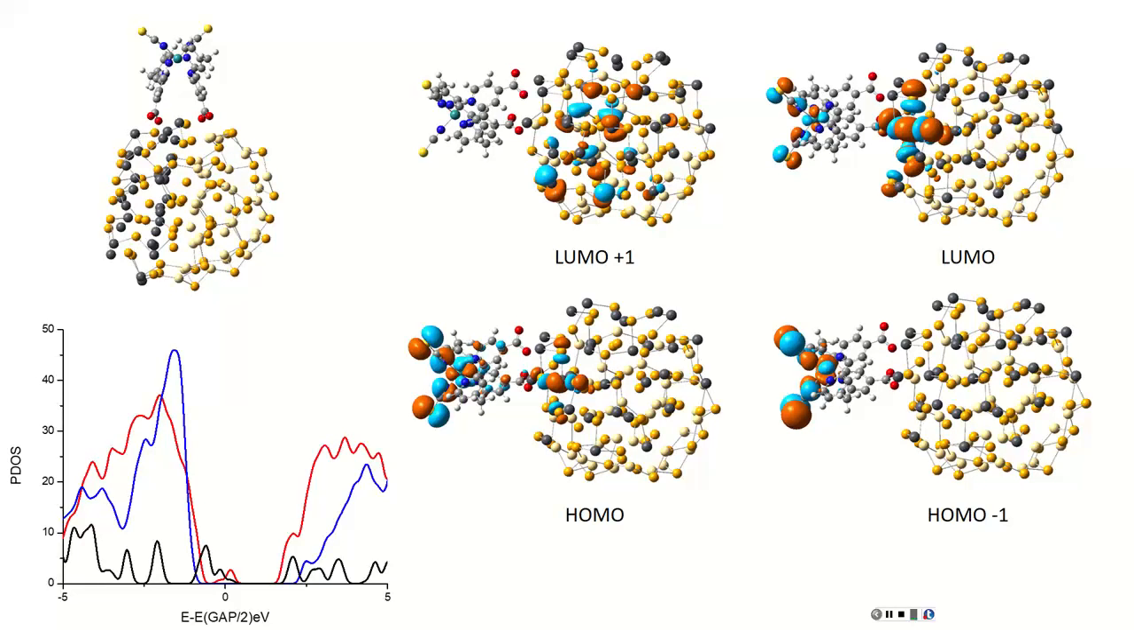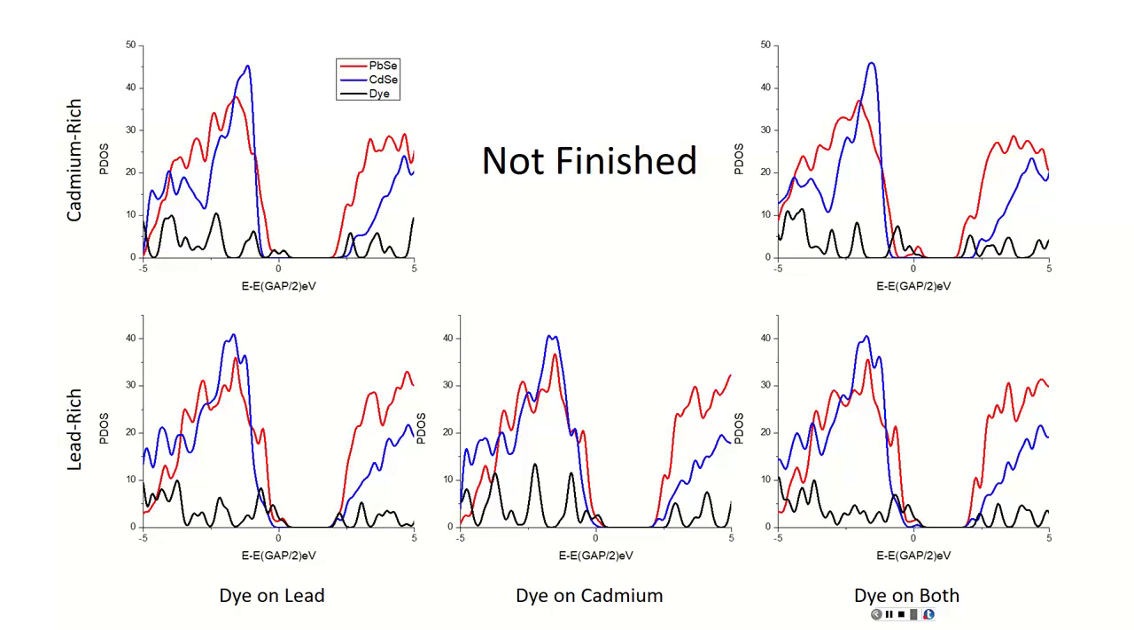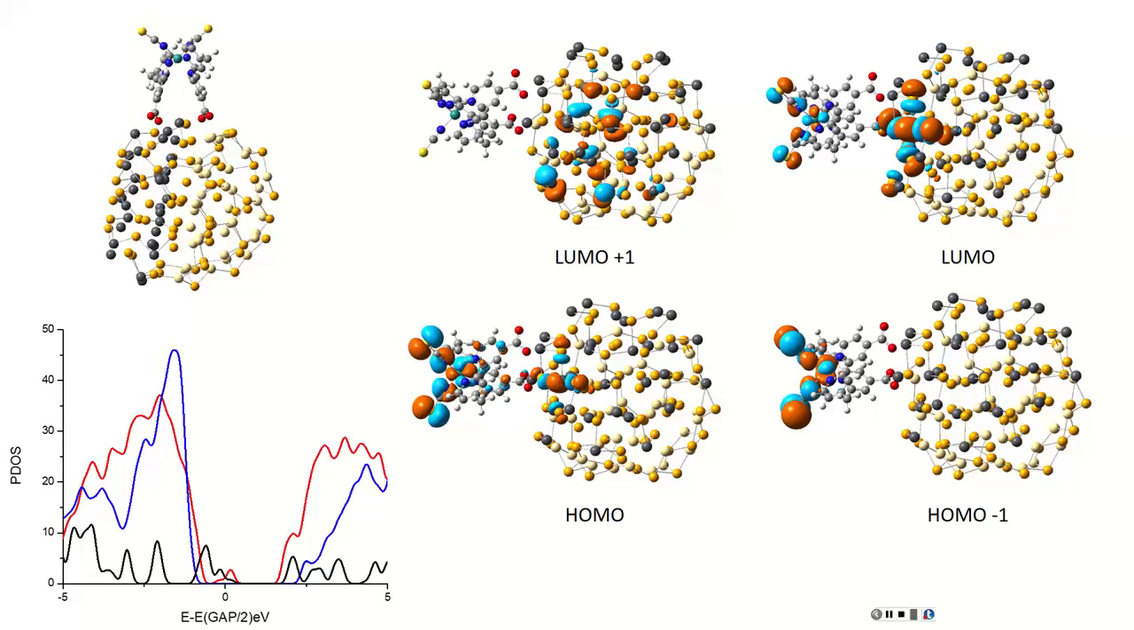But if we look at the PDOS, is the red line lead? The red line is lead, blue is cadmium, black is dye. So if you look right around 0, right below 0 is predominantly dye, some lead, which matches what you have for the bottom two. And then if you go above the gap, then it's predominantly lead and some dye. So those also look somewhat similar.